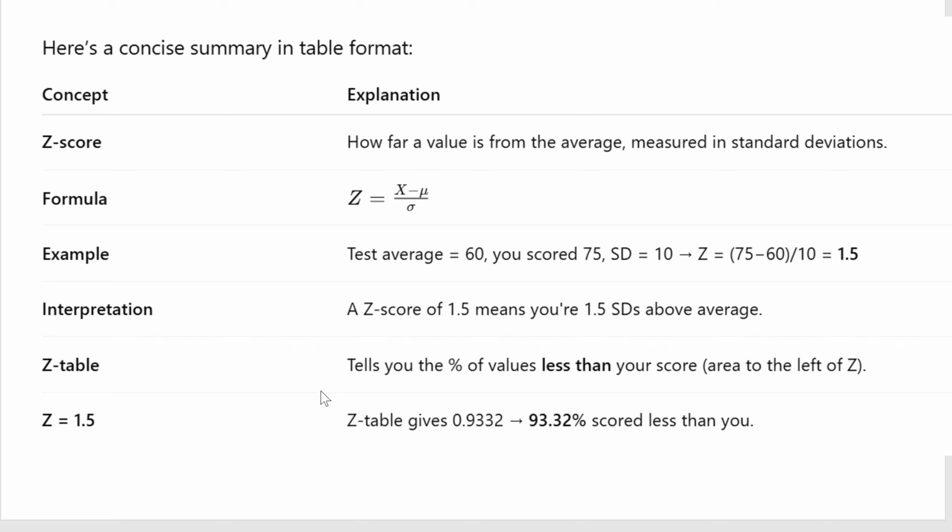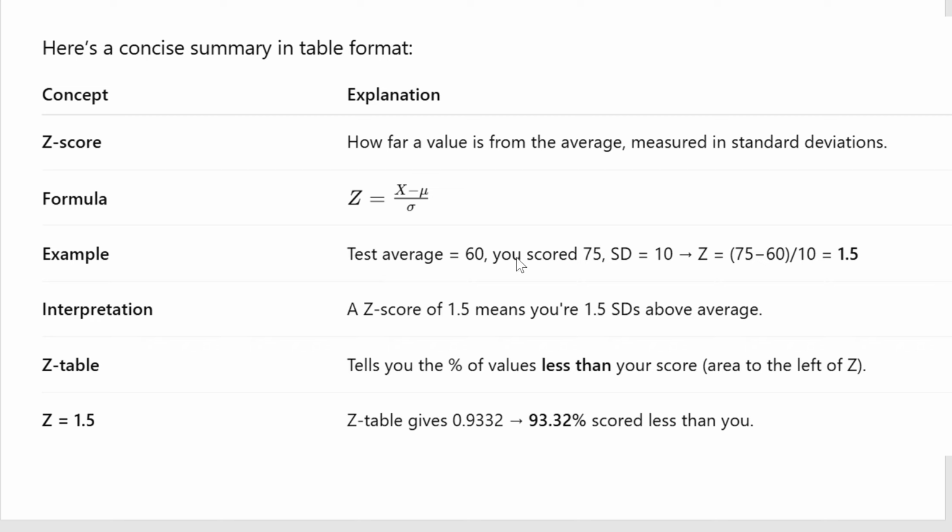Now, here's a summary of what we just learned. The z-score is how far a value is from the average or mean, measured in standard deviations. One means you are one standard deviation away. So if the standard deviation is 3.5, you are 3.5 away from the mean. The formula of z is this.